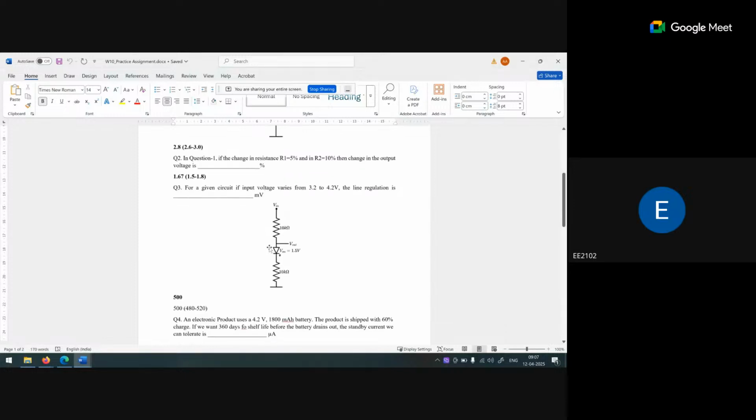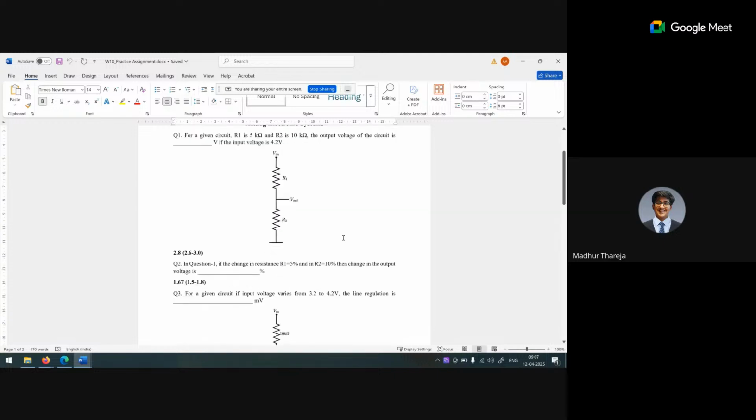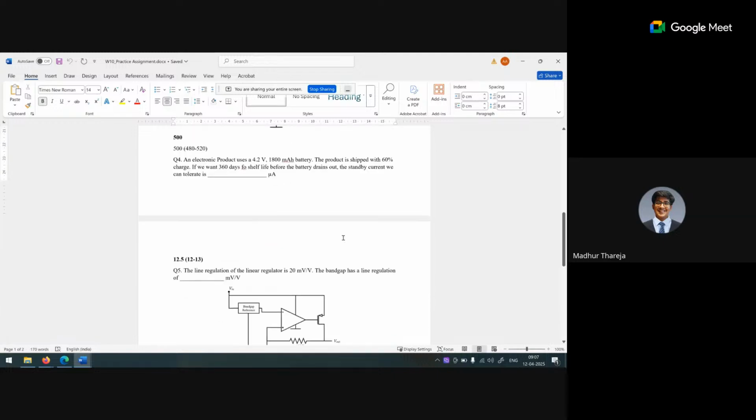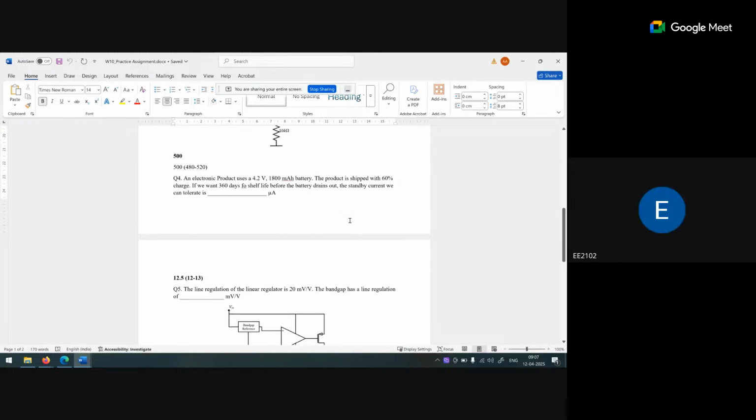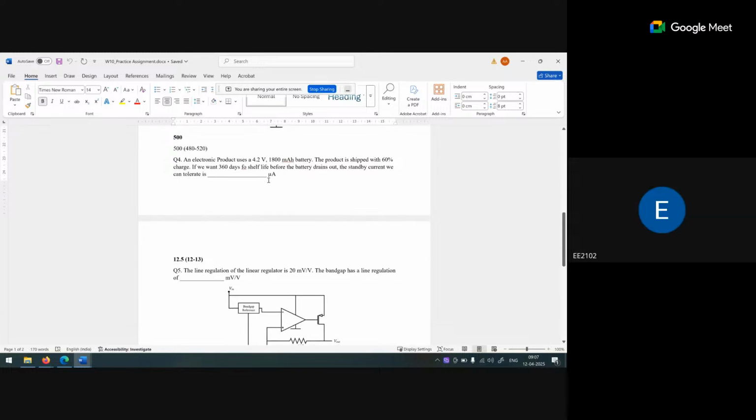Yeah, it is 500 microamperes. Microvolt. So in the actual assignment, it's given to be milliamperes. Milliamperes or millivolts? So milliamperes. Question number 4 you are talking about now? So question number 3.